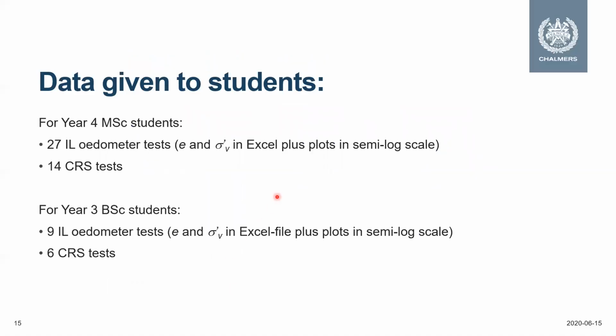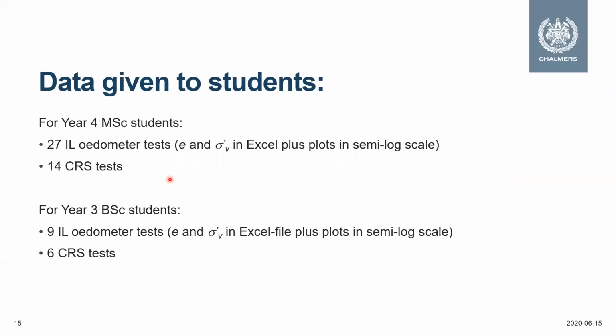What other data we gave to the students varied. So the year 4 MSc students, we gave all the data, which involved 27 incrementally loaded oedometer tests. And we processed them, so that we gave them void ratio versus effective stress data in Excel, plus plots of them in semi-log scale in case we're lazy. And we gave them 14 CRS tests.